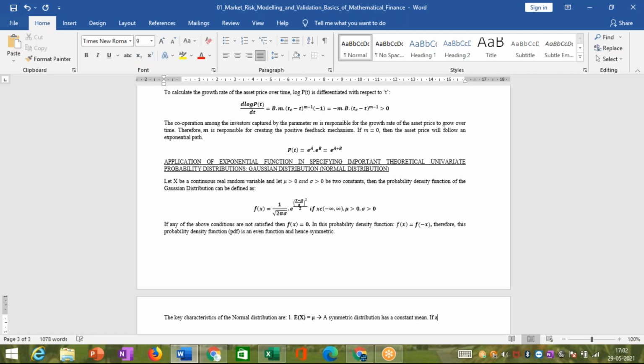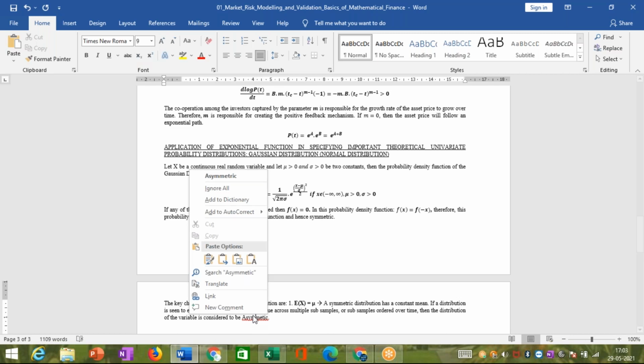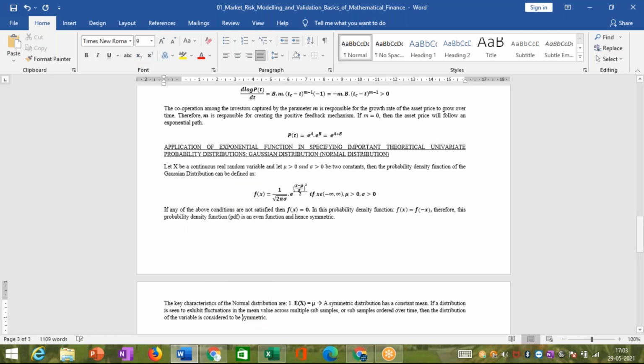So if a distribution is seen to exhibit fluctuations in the mean value across multiple subsamples, or subsamples ordered over time, then the distribution of the variable is considered to be asymmetric. So it is considered to be asymmetric.